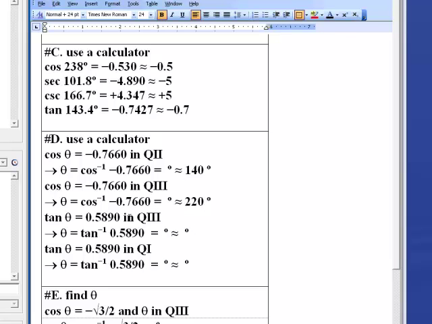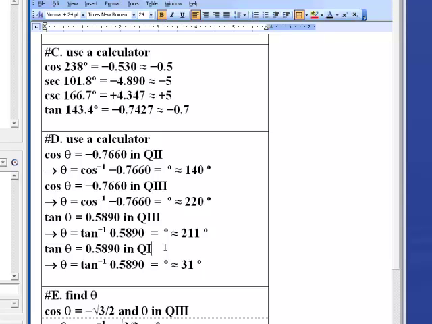Then we have tangent equals 0.5890 in quadrant 3. We'll take the inverse tangent of that number. That's going to be a little bit more than 0.577, hardly any more, which is the tangent of 30 degrees. So let's make it maybe 31 degrees. We're in quadrant 3, so we add it, and we come up with maybe 211 degrees. Then we're in quadrant 1 here, and we're simply going to come up with 31 degrees.